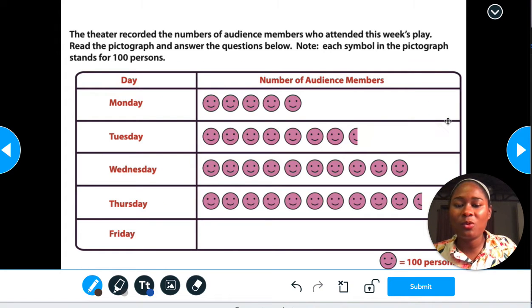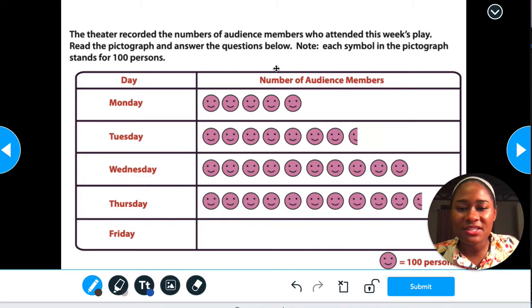In this example, we're going to do the same thing, except we're going to do it with a picture graph. So picture graphs are similar to bar graphs. They can be used to show data. They can be used to compare categories. And they have similar parts as well.